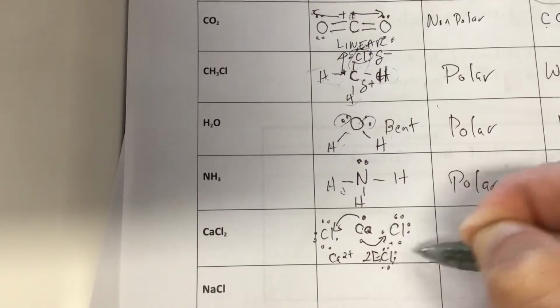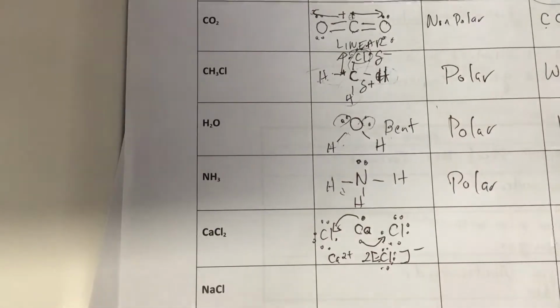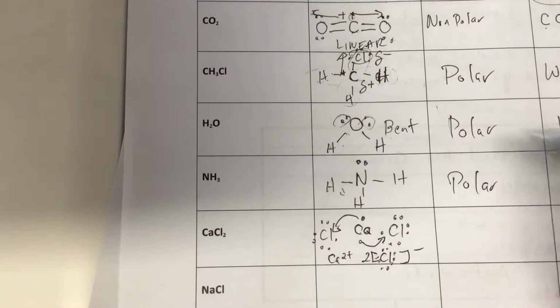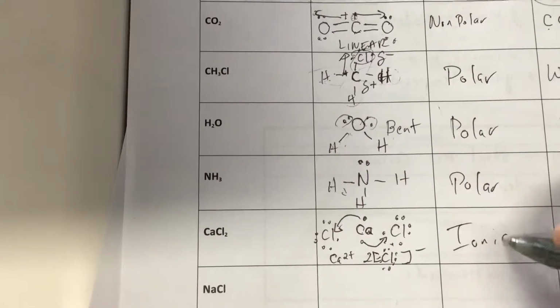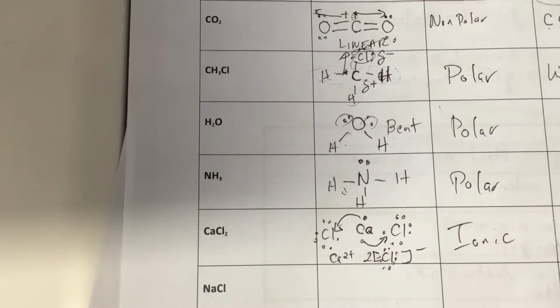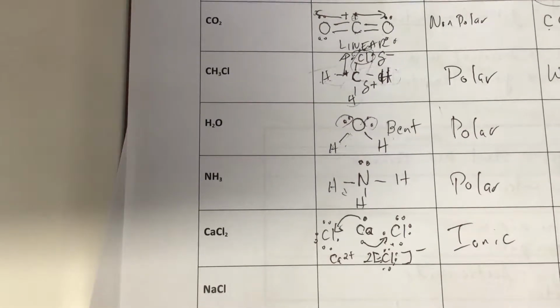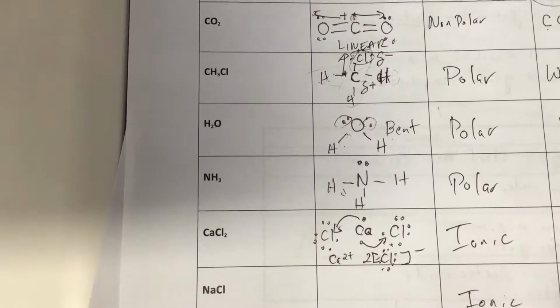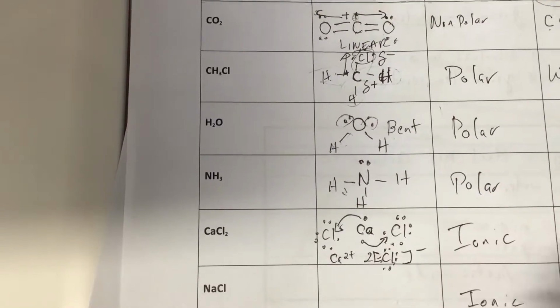Since it's gained an electron, it's going to be minus. This is ionic. Involves the giving and taking of electrons. And it will, because it's kind of polarized, it will dissolve in water. Okay. Salt we've done many times before. It's ionic, and we know it will dissolve in water.